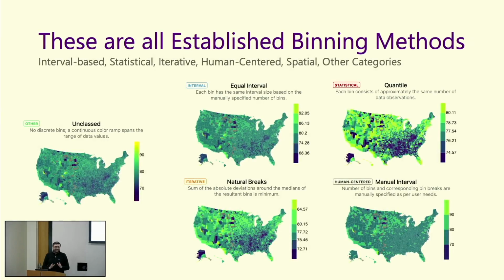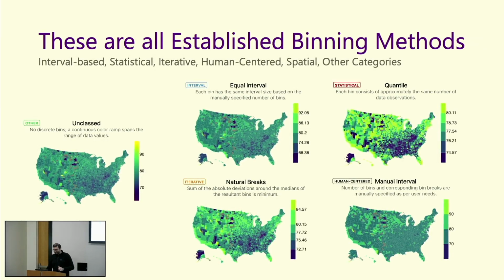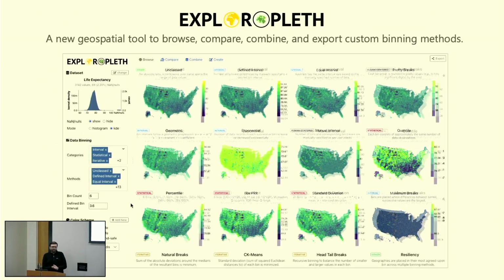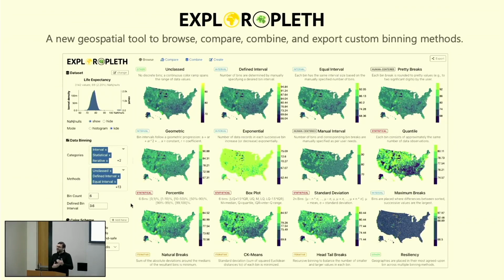By the way, there aren't just 4 methods to consider. There are many more, and each of them has its own strengths and weaknesses. So it is very important to carefully consider what method to use to ensure that the map accurately represents the underlying data and effectively communicates it to the viewer. So we built a tool called Exploropleth to help users browse such a catalog of different data binning methods and subsequently compare, customize, and export custom maps from your own data.